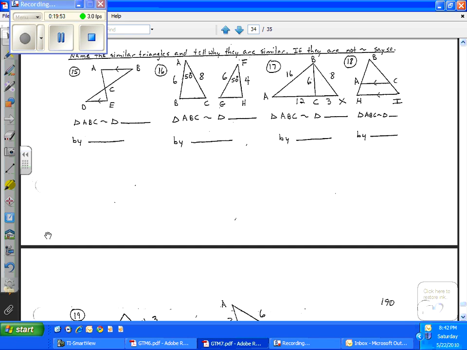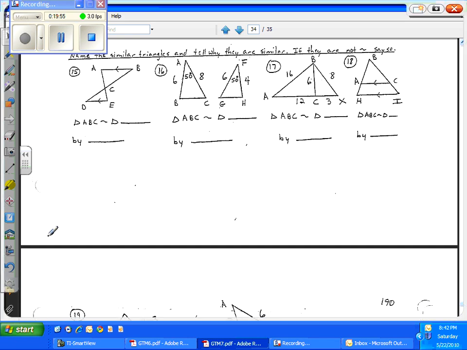Number 18, we have parallel lines. If the lines are parallel, then corresponding angles are equal. This angle at A and angle H are corresponding angles. Since those lines are parallel, we can say that they're equal. This angle at C and angle I are corresponding. Since the lines are parallel, we can say that they're equal.